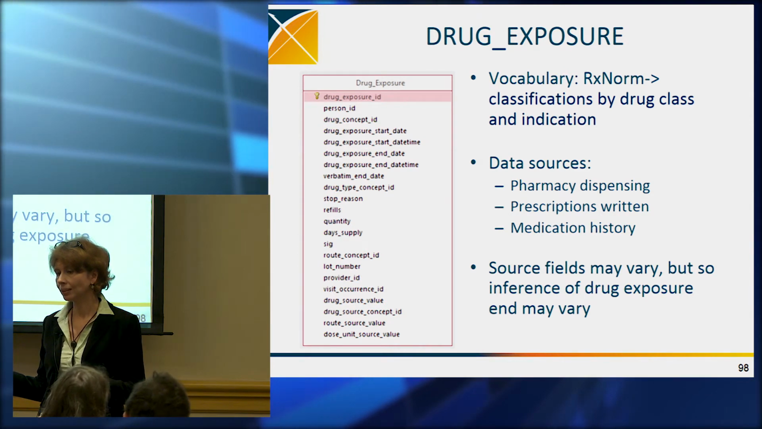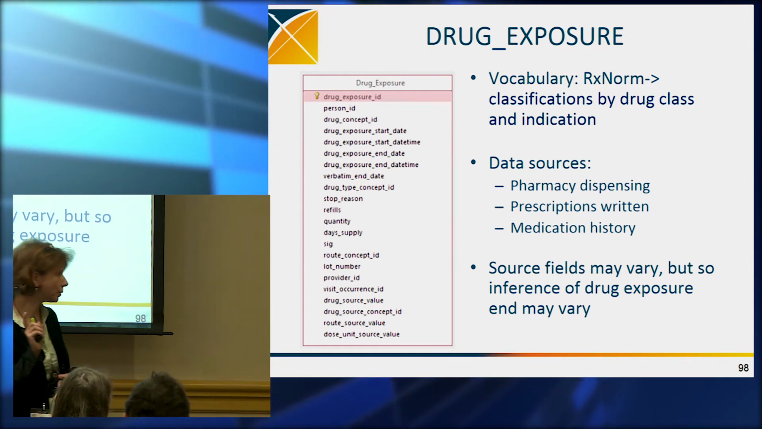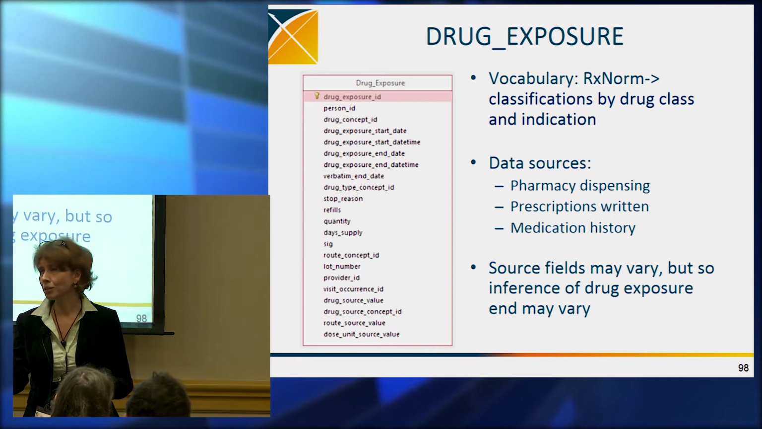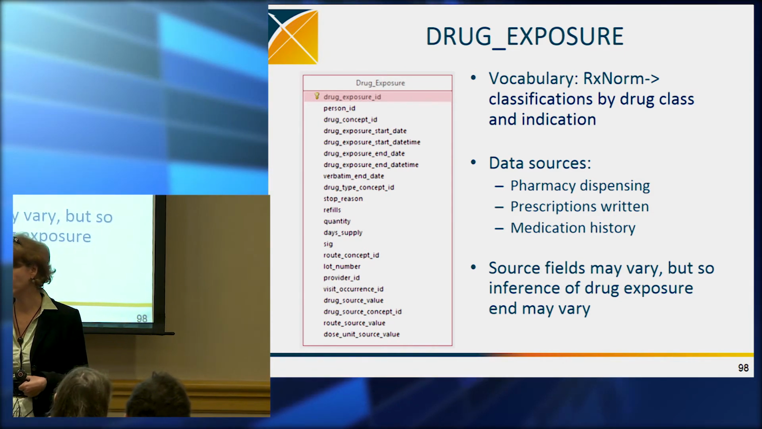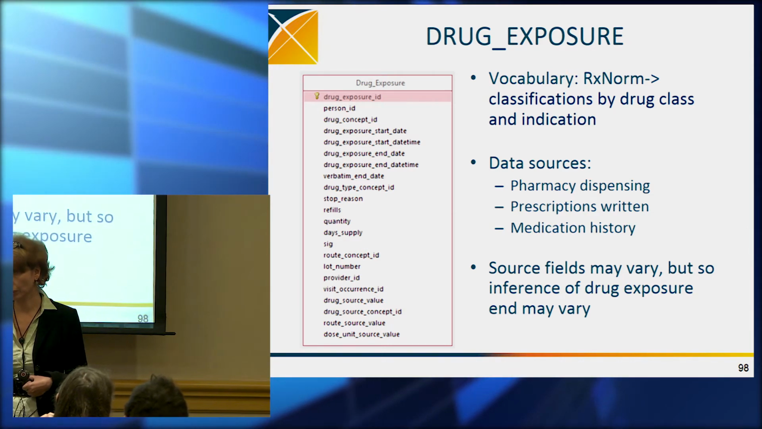If you don't have it, we're not making up anything. By the way, about not putting zeros, I don't believe that we mentioned the concept ID 0. We have this fantastic concept ID which is equal to 0, which means we don't know how to map the source code.